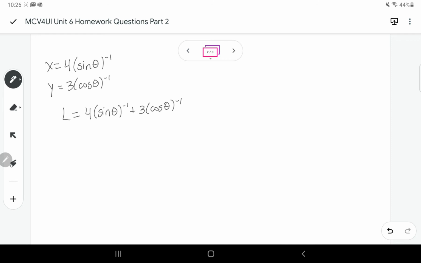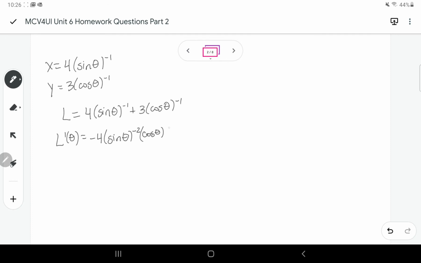And then we're just going to do the derivative. And the derivative here is going to involve chain rule on these trig functions. So L prime at theta, because the maximum length is a function of what the angle is there, we'd have negative 4 times sine theta to the exponent negative 2 times the derivative of the inside stuff, and the derivative of sine theta is cos theta.